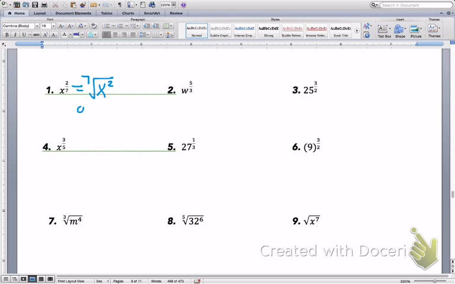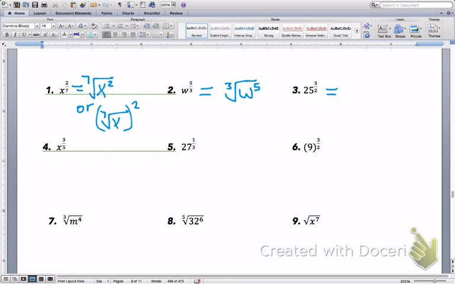So you can write it like this, or your other option is the 7th root of x all to the power of 2. I generally like the first one because it's a little cleaner. You don't need the parentheses. I'm just going to be doing the top way for the rest of these. So this is the 3rd root, or the cube root, of w to the power of 5.